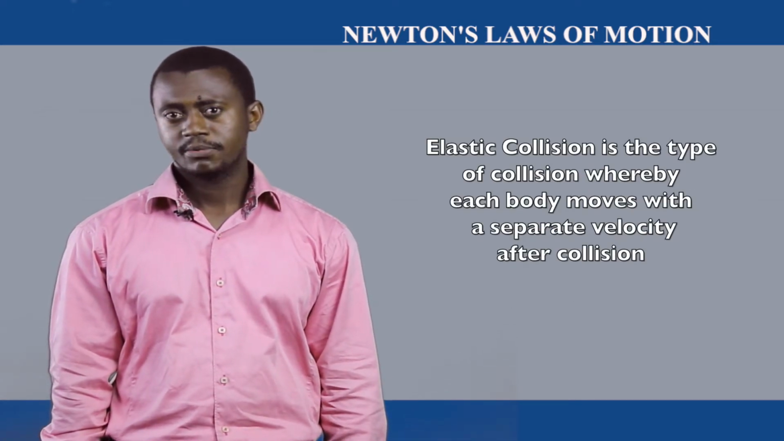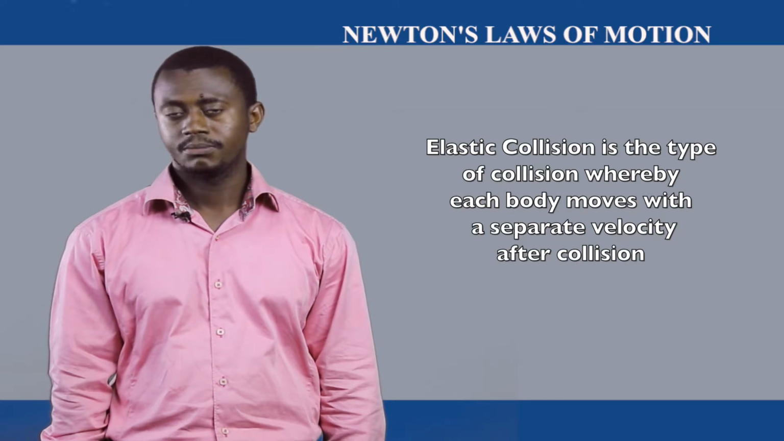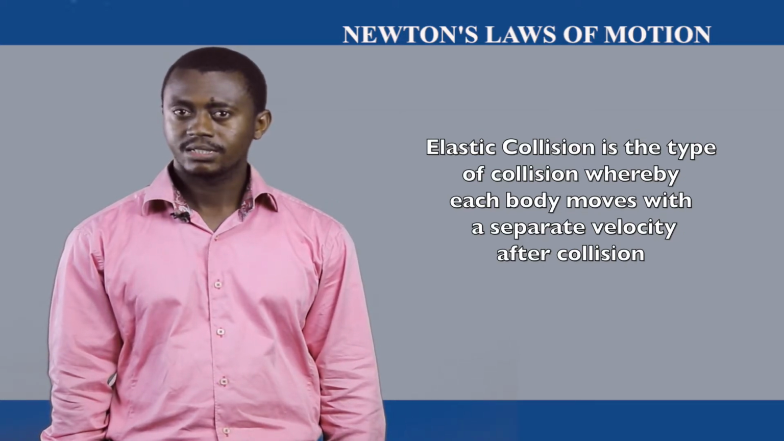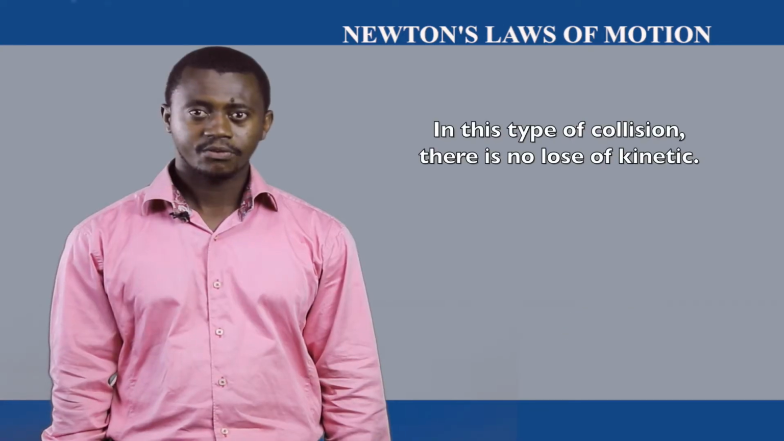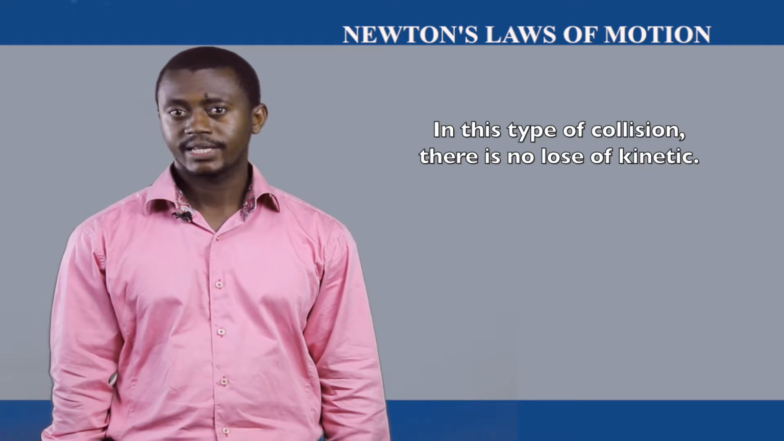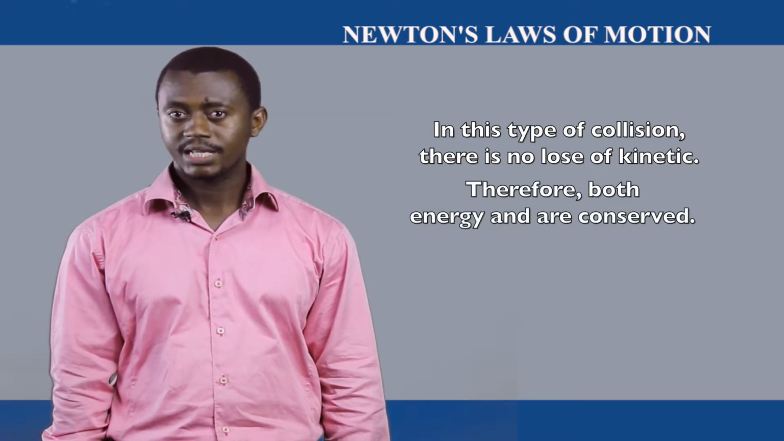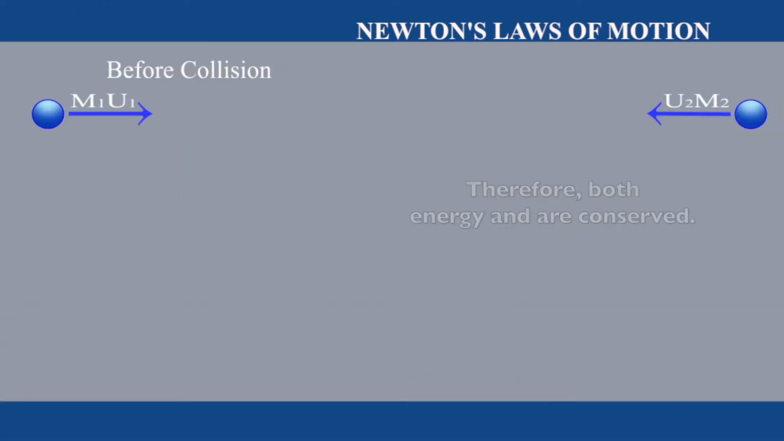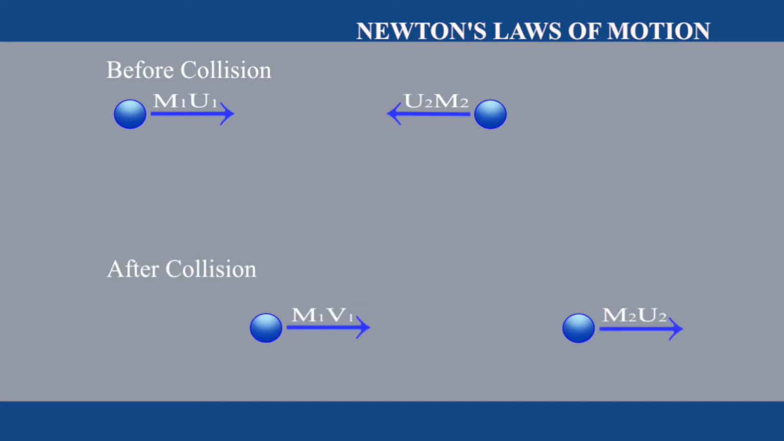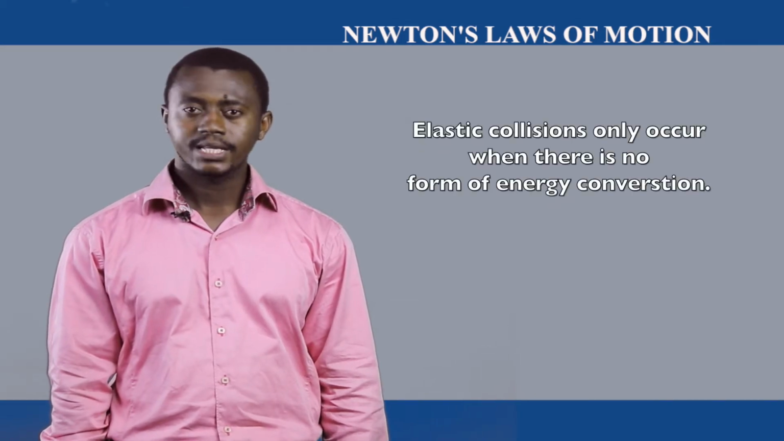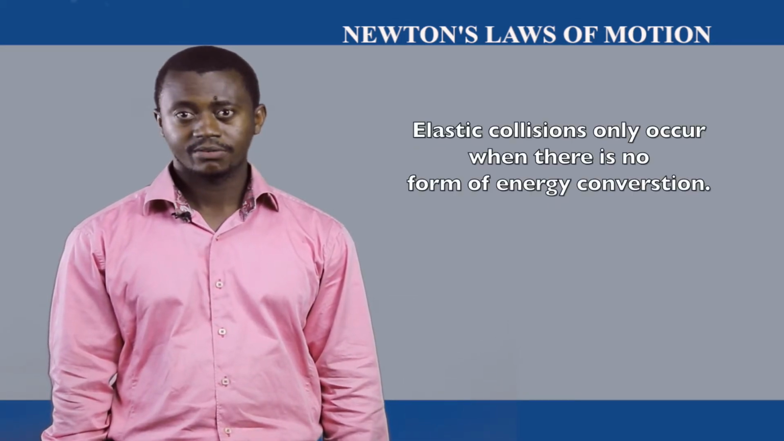Elastic collision is the type of collision whereby each body moves with a separate velocity after collision. This is the collision in which the objects exist in the same state after the collision as before. In this type of collision, there is no loss of kinetic energy, and therefore both energy and momentum are conserved. Examples of elastic collisions are two billiard balls bouncing off each other. Elastic collisions only occur when there is no form of energy conversion.